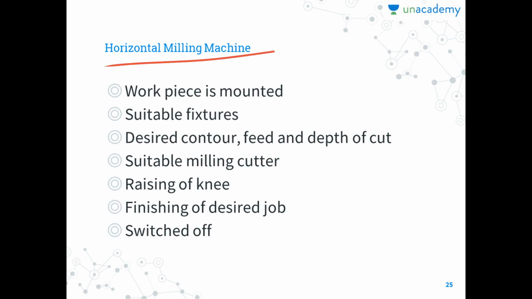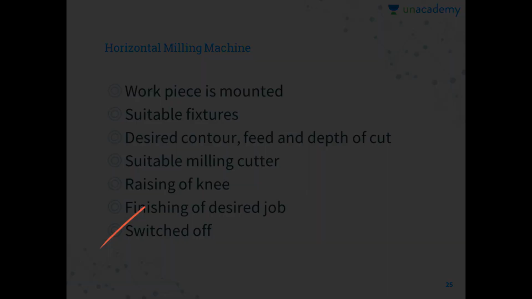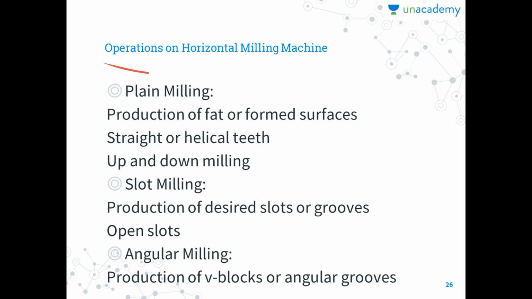So what is the operation of this horizontal milling machine? The workpiece is mounted on the table with the help of suitable fixtures. The desired contour, feed and depth of cut of the job are noted down. It is very similar to the drilling machine itself. A suitable milling cutter for the specified job is selected and mounted on the arbor. Then the knee is raised till the cutter just touches the workpiece. The machine is then started. By moving the table, saddle and knee for the specified feed and depth of cut, the desired job may be finished and then the machine can be switched off. So what are the operations on this horizontal milling machine?